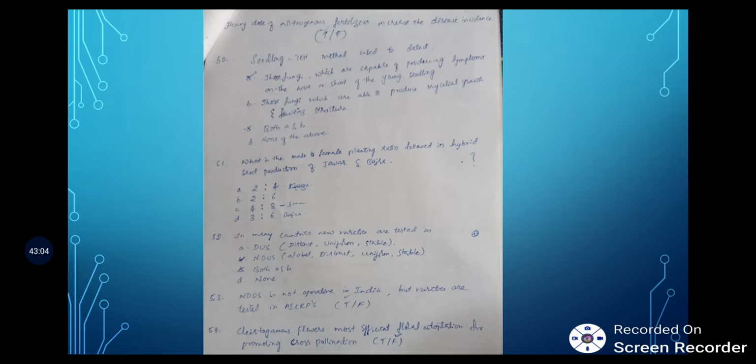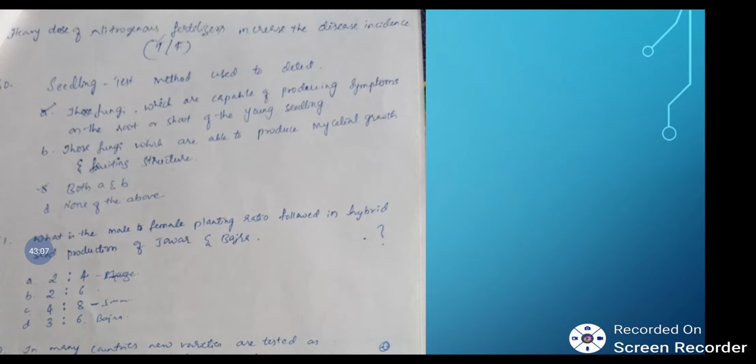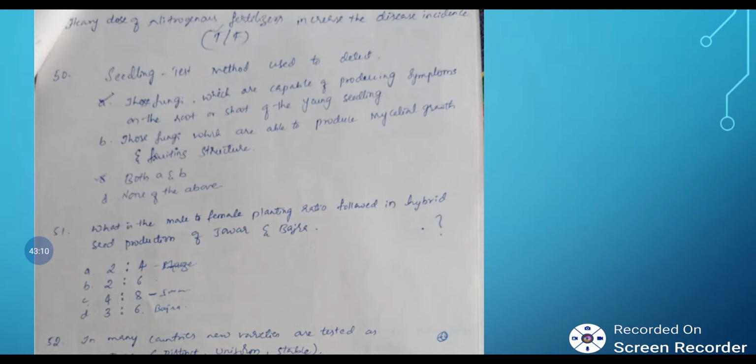नेक्स्ट क्वेश्चन है 50th क्वेश्चन. ये पूछता है कि सीडलिंग टेस्ट method used to detect. ऑप्शन है these fungi which are capable of producing symptoms on the roots or shoots of young seedlings. मतलब वो फंगाई है जो रूट एंड शूट पे सिम्टम दिखाएगा. द नेक्स्ट ऑप्शन इज those fungi which are able to produce mycelial growth and fruiting structure, then both A and B and none of the above. यहाँ पे आंसर होगा the fungi which are capable of producing symptoms on the roots and shoots of the young seedlings.